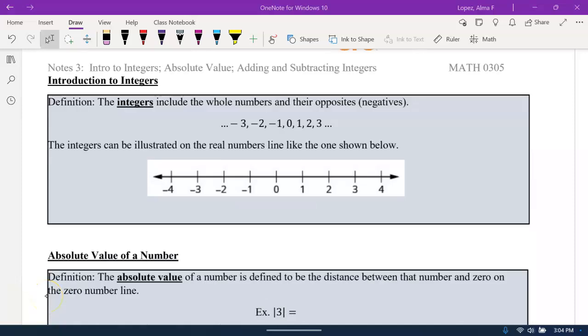All right, notes 3 is our intro to integers. Now, with whole numbers, those were the numbers 0, 1, 2, 3, and so forth, right? Well, when we're talking about integers, it's taking all of those same numbers and the negatives. So it's the numbers negative 3, negative 2, negative 1, 0, 1, 2, 3, all the way out to the right and all the way out to the left. So on your number line, those are our integers.